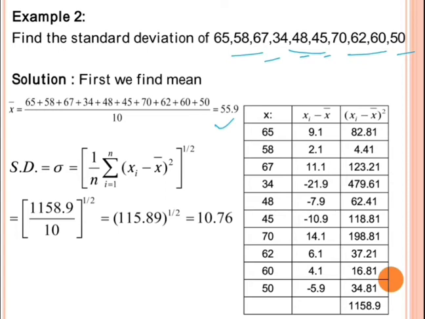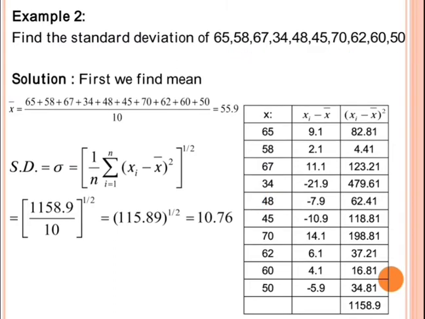So we will construct a table first of all. To construct the table, the first column is the given values. The next column must be xi minus x bar. 65 minus 55.9, you get 9.1. Next, 58 minus 55.9, you get 2.1. Similarly, you subtract all the terms, and we get values as shown in the column.